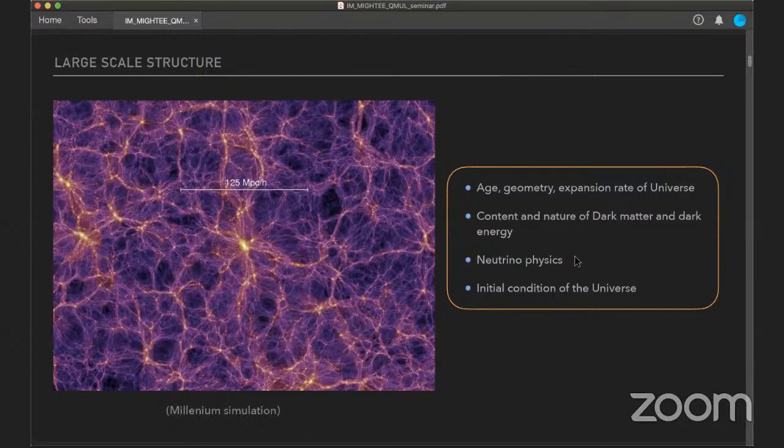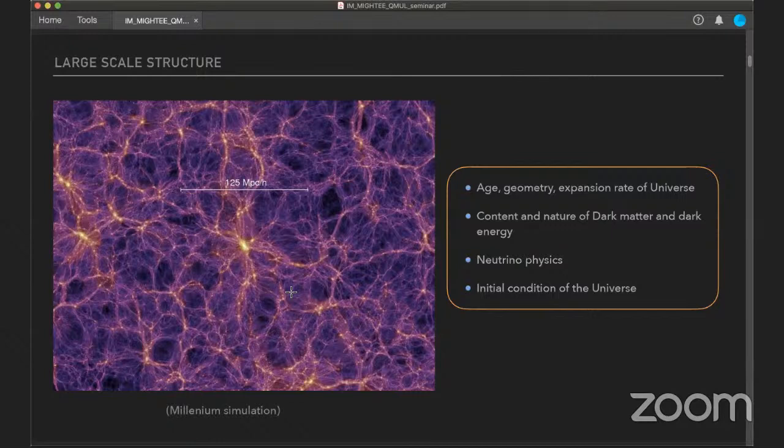And just to give you an idea of the scale here, each bright dot is a cluster of galaxies. They are not individual galaxies. Each cluster of galaxies contains 100 to 1,000 galaxies. And the one at the center is a supercluster that contains some 10,000 galaxies and more. So we are really talking about very large scales here.